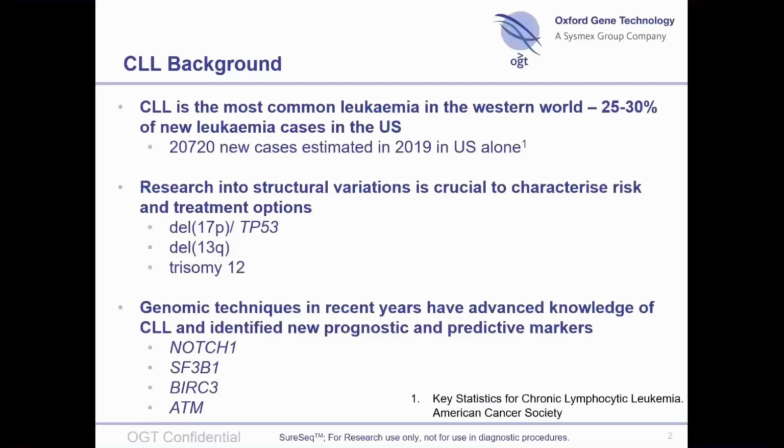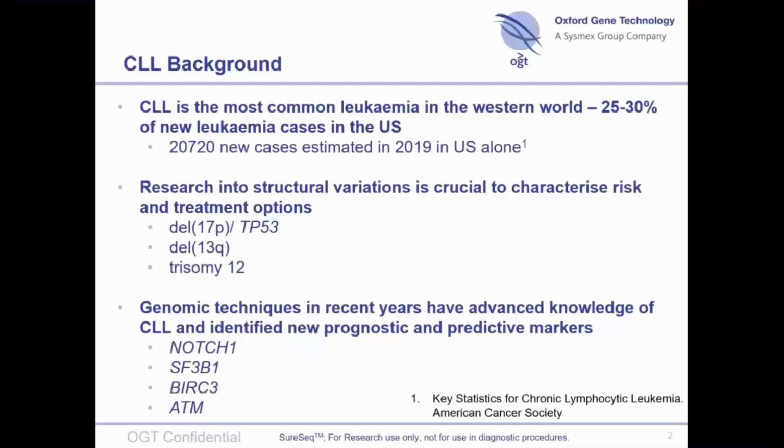Genetically, CLL is a heterogeneous disease, and a wide variety of chromosomal abnormalities are associated with CLL, ranging from single nucleotide variants, SNVs, insertions, deletions, indels, up to large copy number variations, CNVs, and these include trisomies as well. Research into aberrations associated with CLL is crucial to characterize risk and treatment options. Some examples include 17p deletions covering tumor suppressor gene TP53, as well as 13q deletions and trisomy 12.